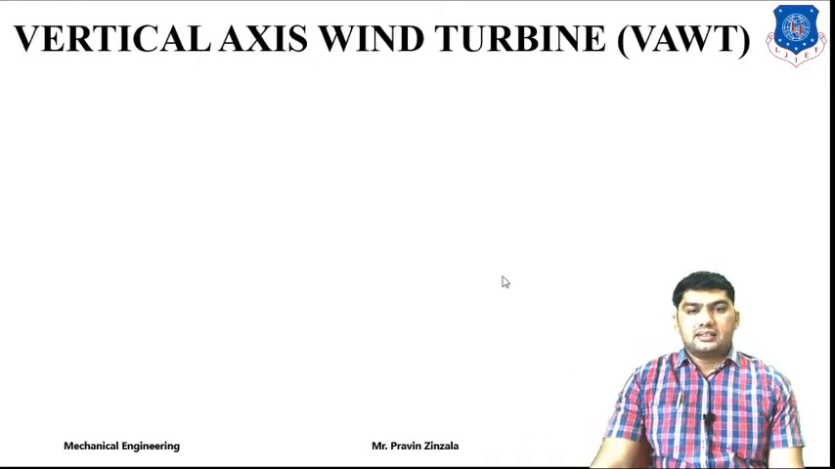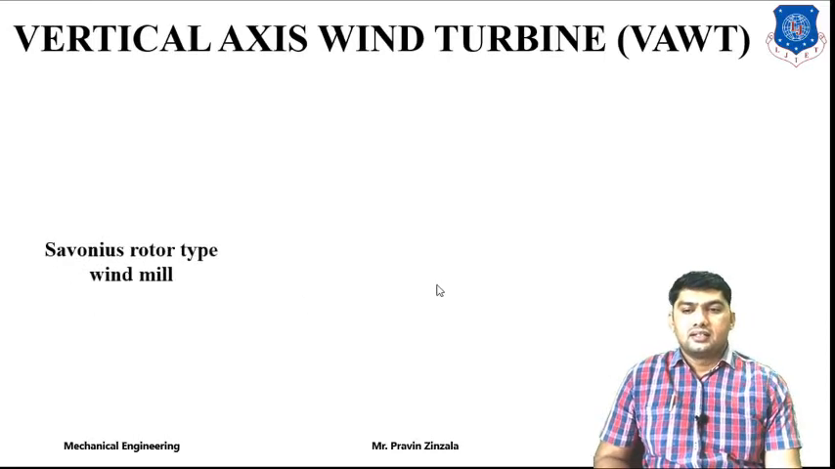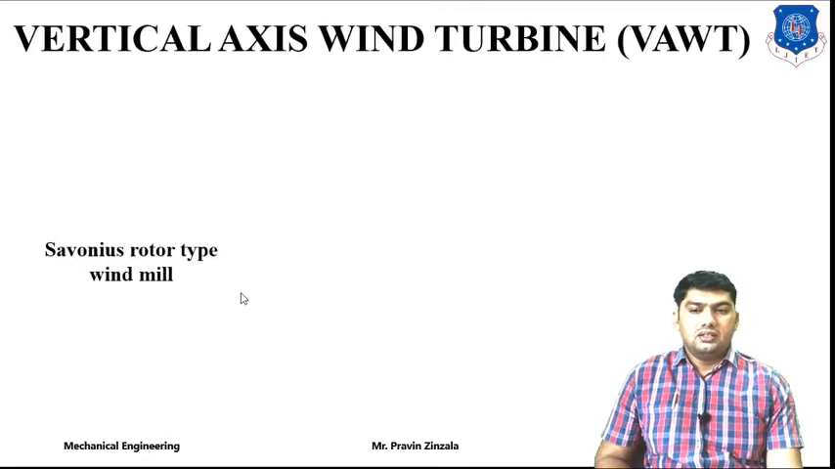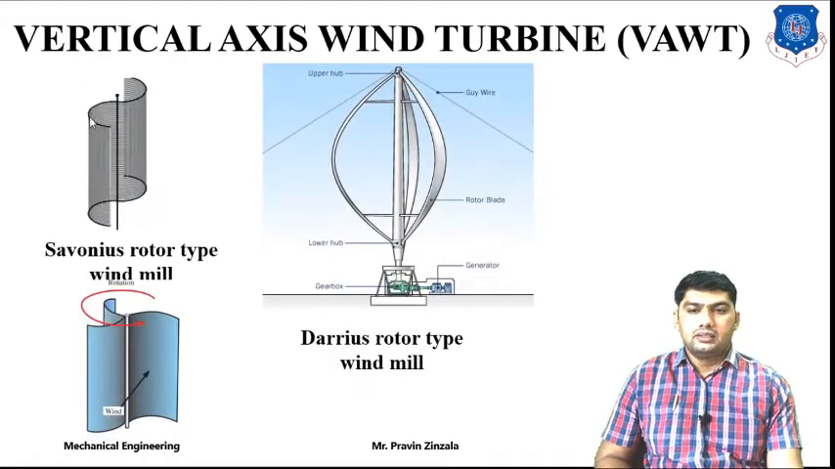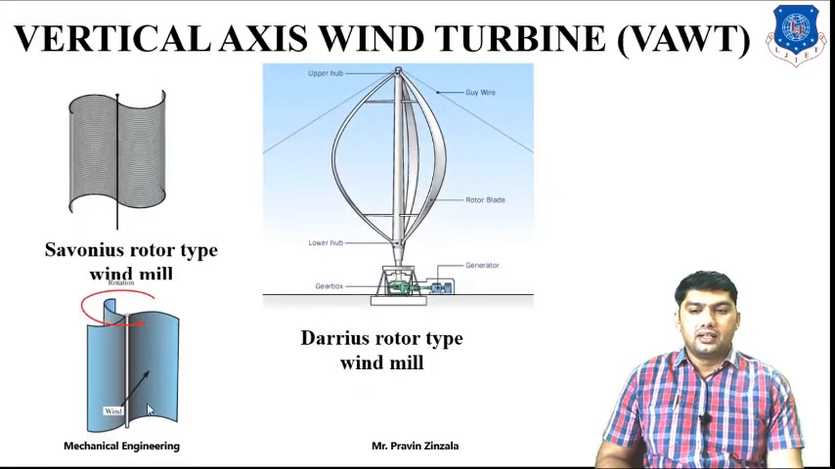Second is the vertical axis wind turbine, meaning the axis will be vertical. First is the Savonius rotor type. It has a half cylindrical shape.